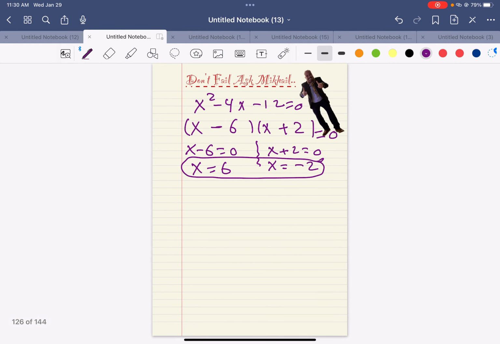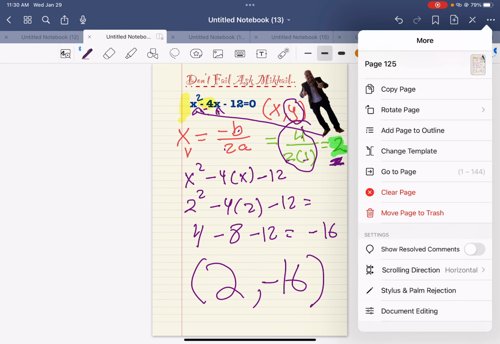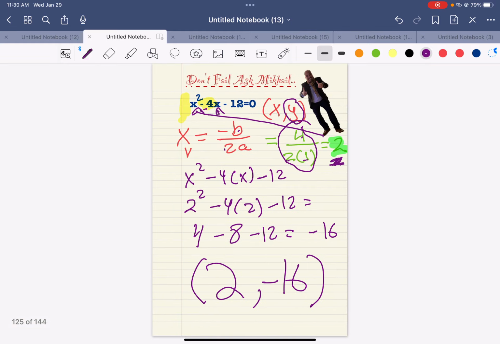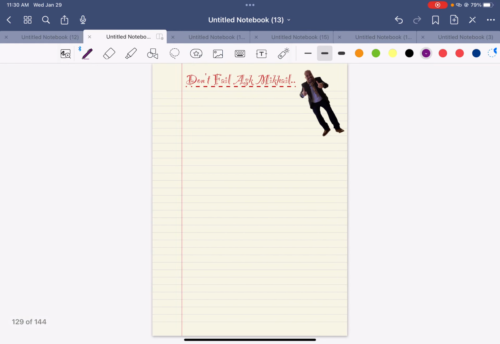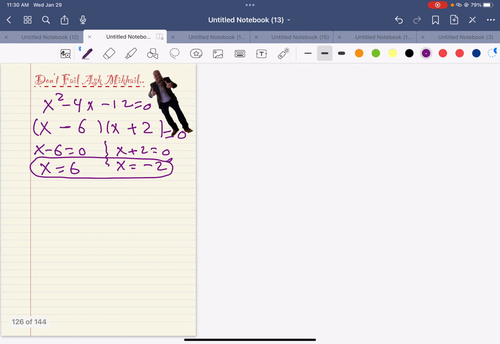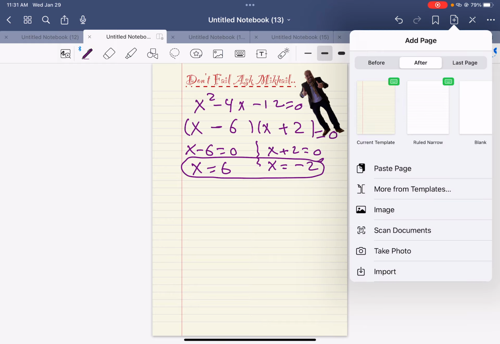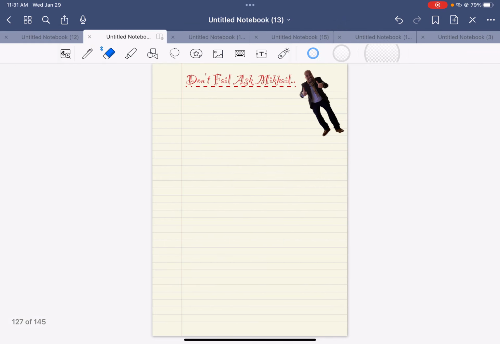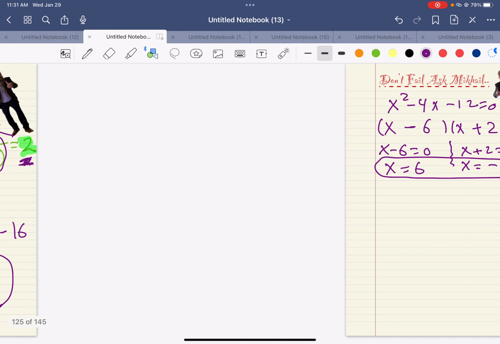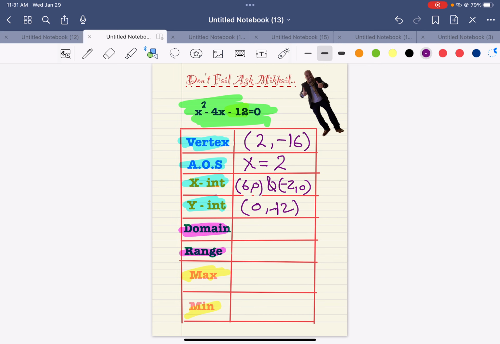Now I got some points here that I can graph. If I want to graph so far, give me 1 second, folks. Let me add this page. I just want to graph. So let's grab the points we have. That's my x and y axis, and I got a couple of points. The first point that I have is the vertex.